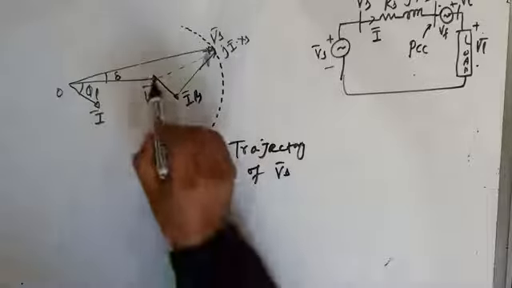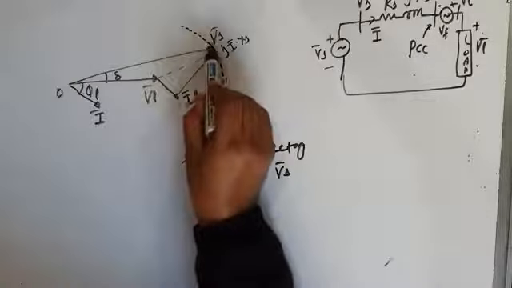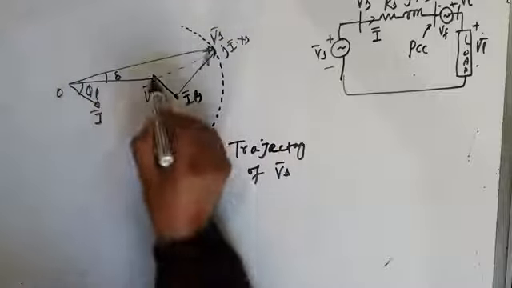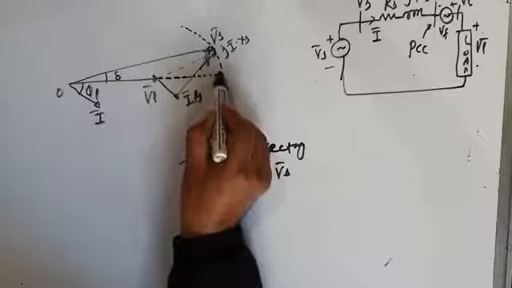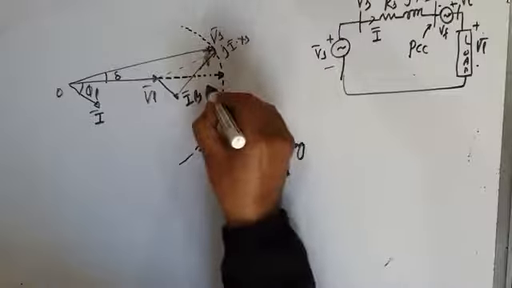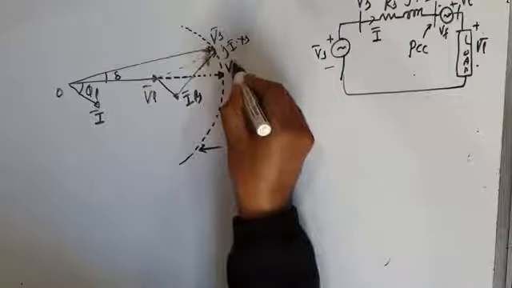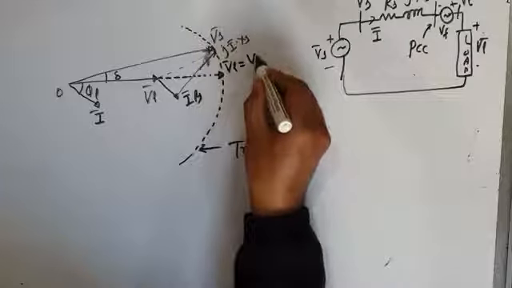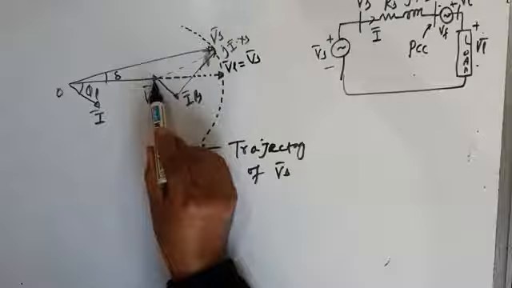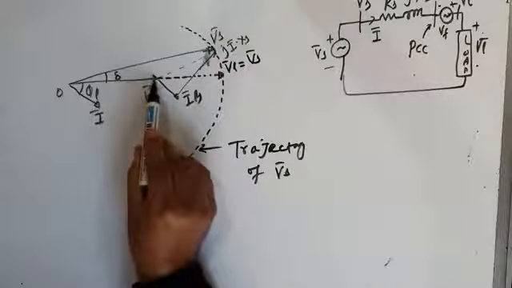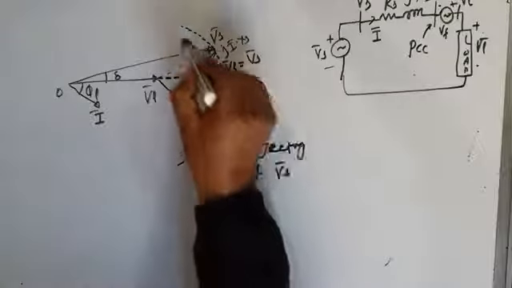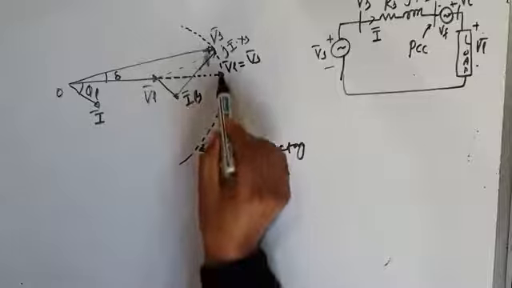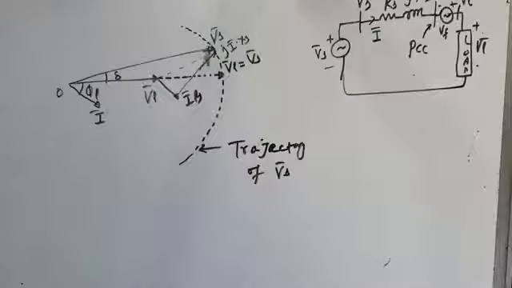Now what is the aim? The aim is that this load voltage should become equal to source voltage. So this load voltage phasor should come here. So this should be your load voltage. That means load voltage should be equal to source voltage, because the load voltage phasor, which was of this length, I have extended it, I have made it touch the trajectory of source voltage. So this load voltage becomes equal to source voltage.